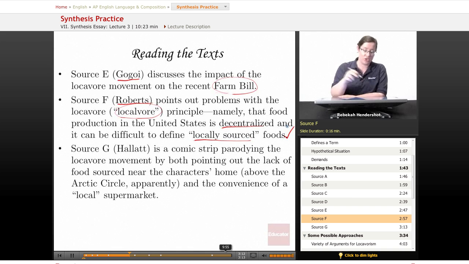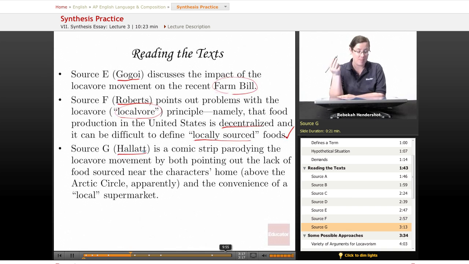And finally, source G, Hallett, is a comic strip from an environmental magazine, and it parodies the locavore movement. Okay, parody is important, by both pointing out the lack of food sourced near the character's home, which is apparently above the Arctic Circle, judging by the name of the comic strip, and the landscape you see, and it also parodies the convenience of a local supermarket.